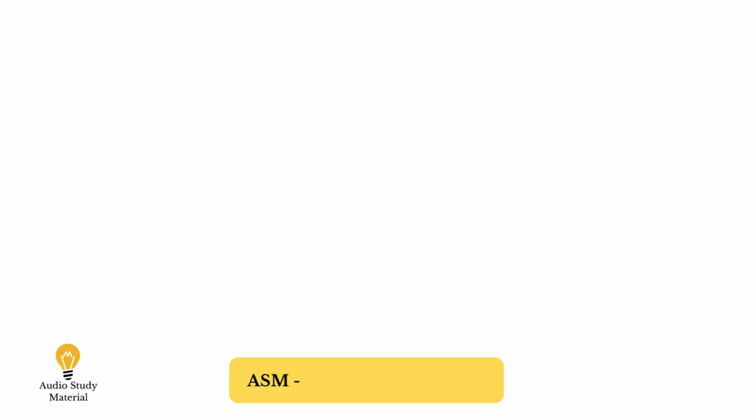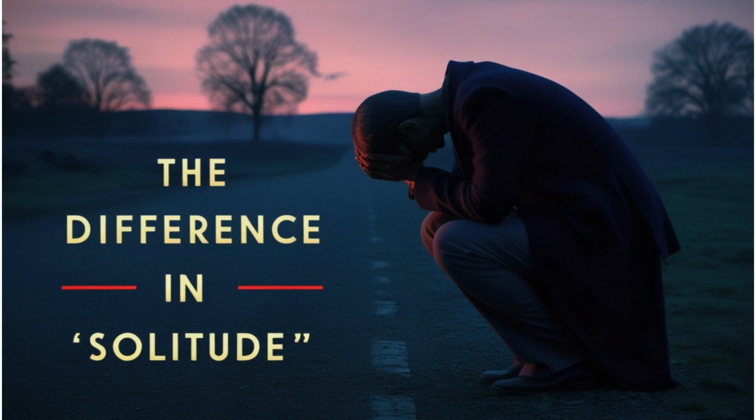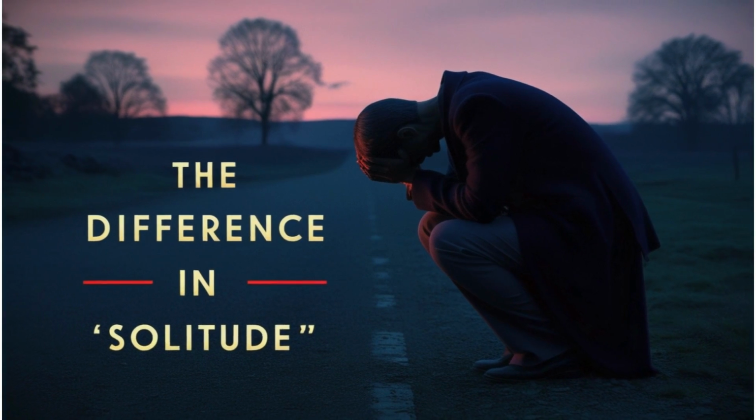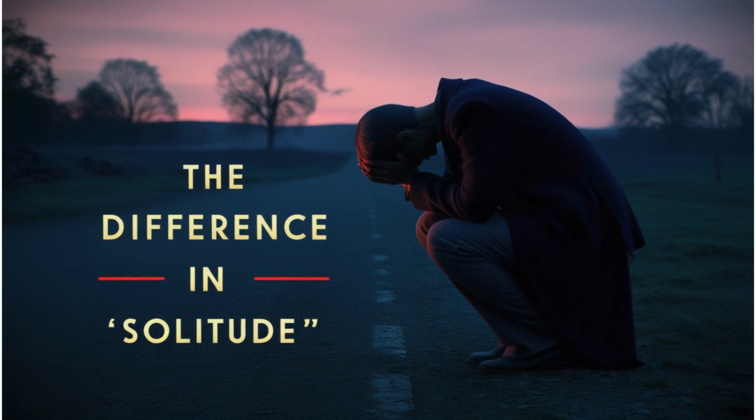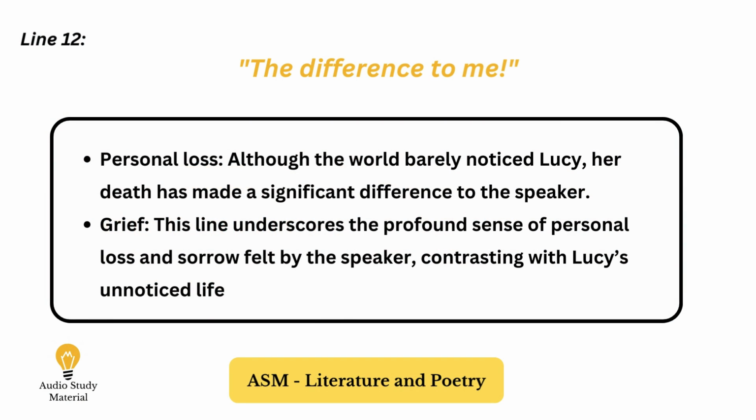Line 12, the difference to me. The poem ends with a powerful expression of personal loss. While Lucy's death made little difference to the world, it has made a profound difference to the speaker. This final line underscores the contrast between the world's indifference to Lucy's life and the deep impact she had on the speaker. It highlights how individual lives, even those unnoticed by society, can carry immense significance for those who love them. Overall, the poem reflects on themes of isolation, unnoticed beauty, mortality, and personal grief.